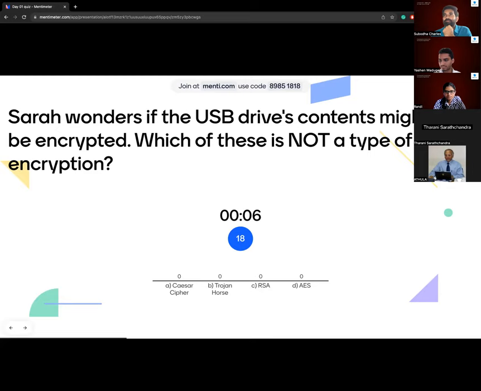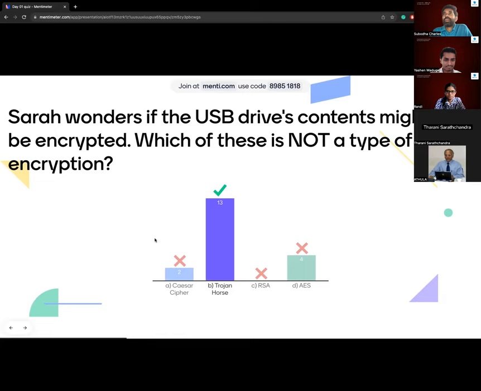We have given the answers. Right. So the question is, Sarah wonders if the USB drive's content might be encrypted. Which of these is not a type of encryption? So maybe this is a tough question for those who are getting started on cybersecurity, but we wanted to get an idea about whether you have at least heard of these things. Even if you use the rule of elimination, you can come to this answer without knowing what RSA and AES is. Has anyone watched the movie Troy?